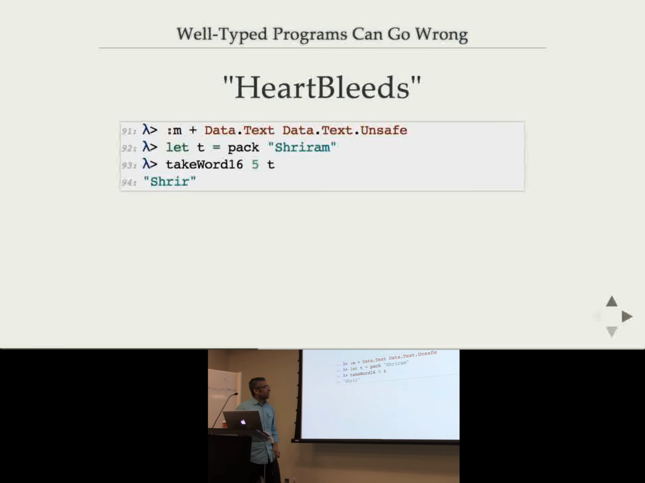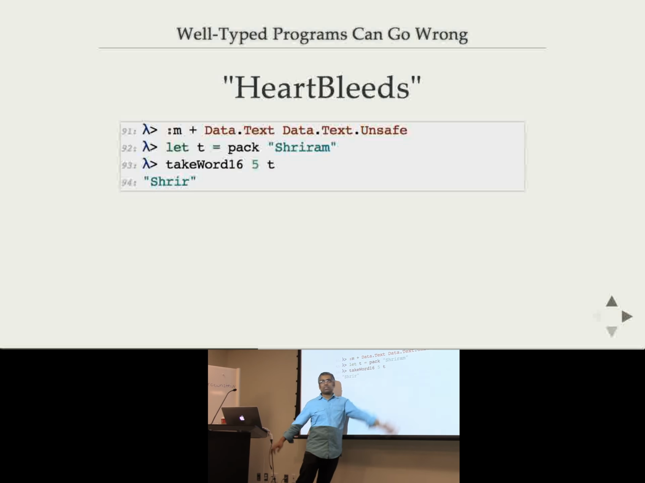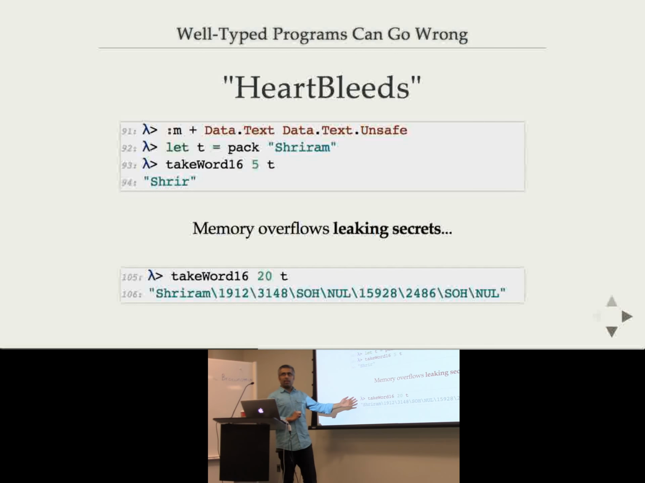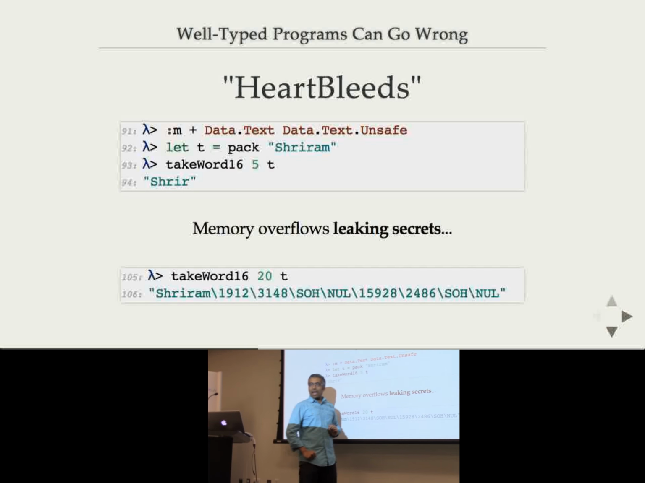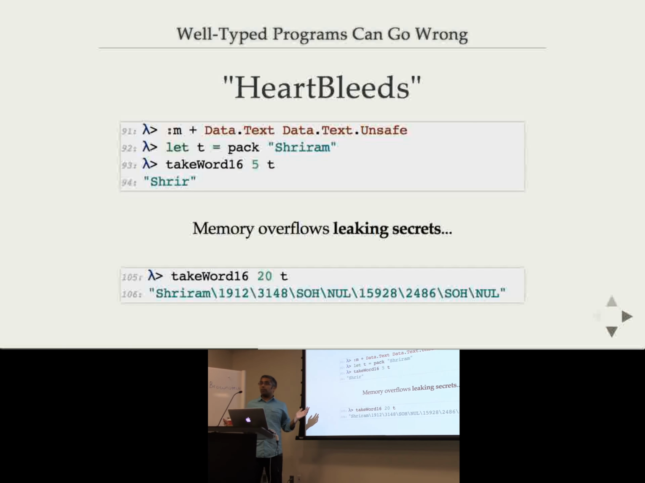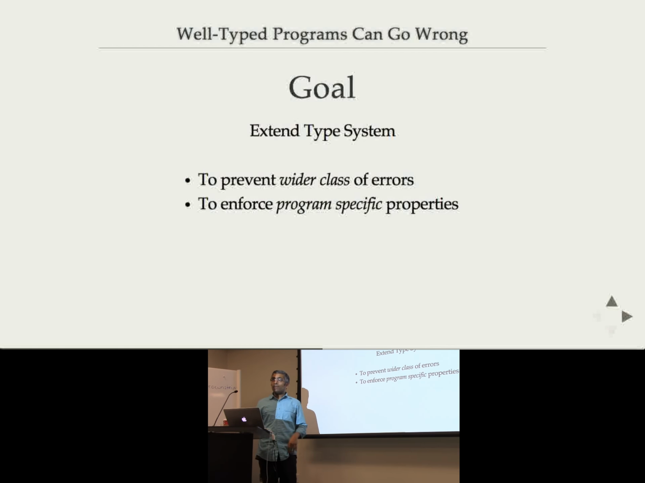Here is Data.Text.Unsafe, and I might pack up some string. Let t be a string, right, with whatever 7 elements in it. And then I want to take the first 5 things from the string, and I get the first 5 things. But if I try to take the first 50 things or the first 20 things, it will happily jog along and give me the next whatever, 14 things after the string ends, right? And who knows what was over there. So these are various ways in which perfectly well-typed programs, everything was well-typed in the usual sense, have gone wrong, right? And how can we extend Haskell's type system to prevent this larger class of errors?